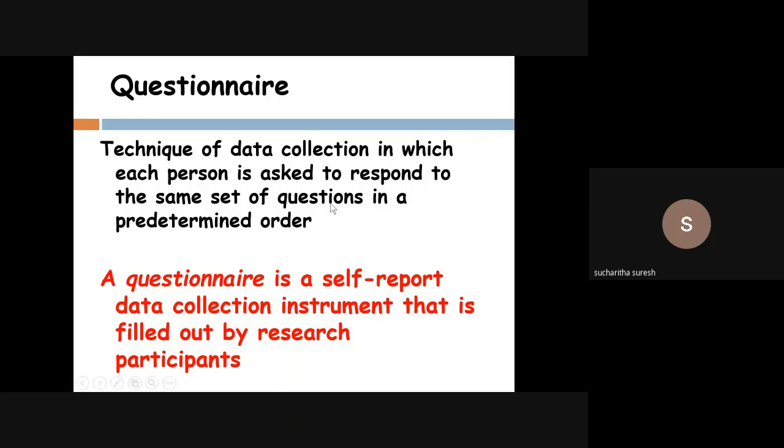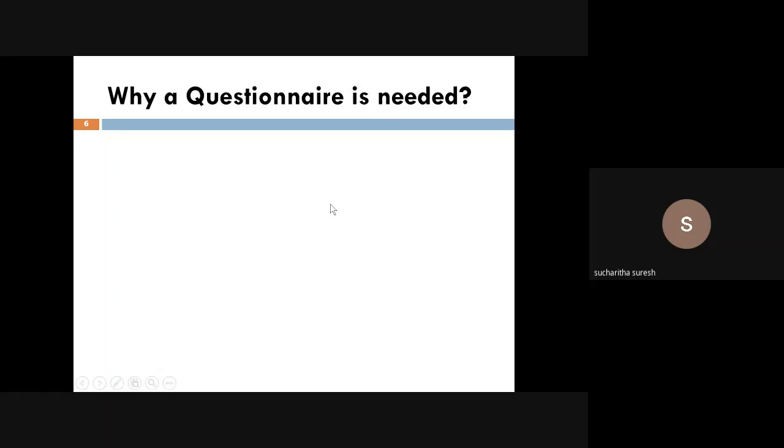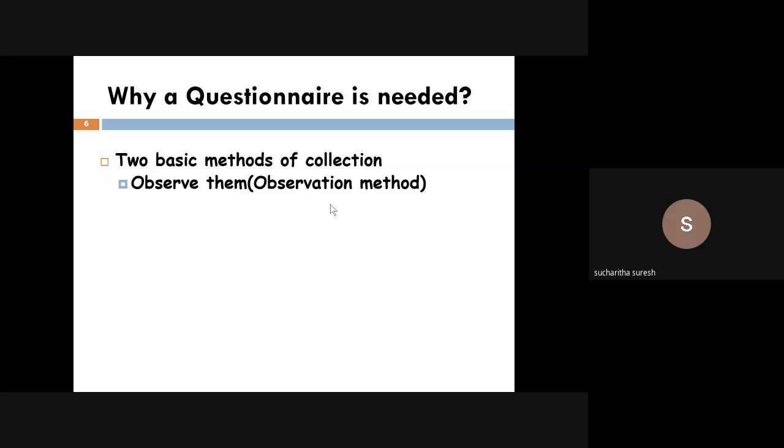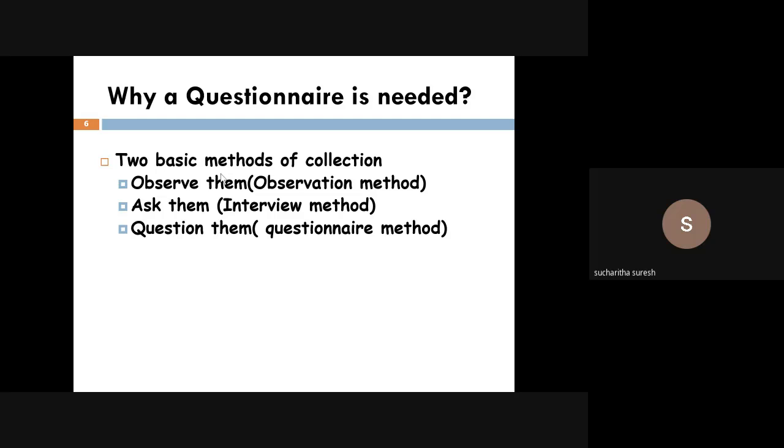Okay, so now the question is why a questionnaire is needed. You know that there are three basic methods of collection of data. Observe them, that is the observation method. Ask them, the interview method. And question them, that is the questionnaire method.